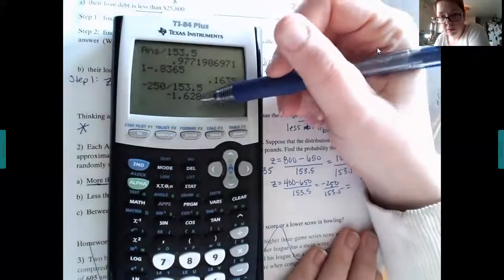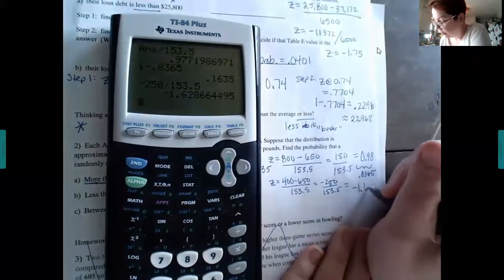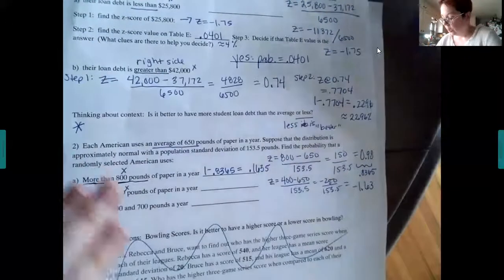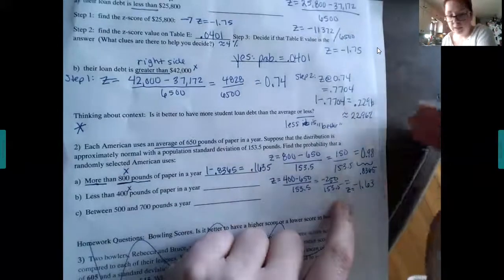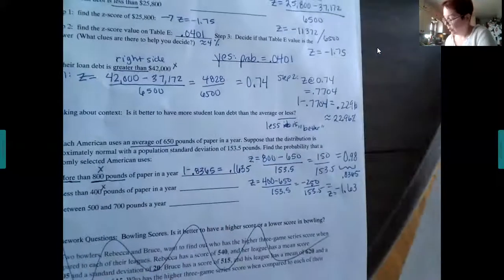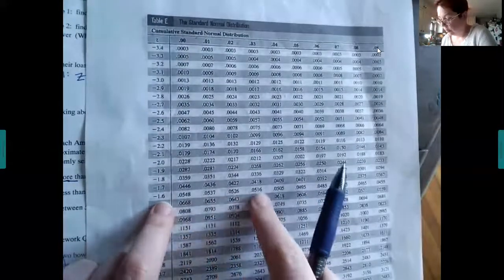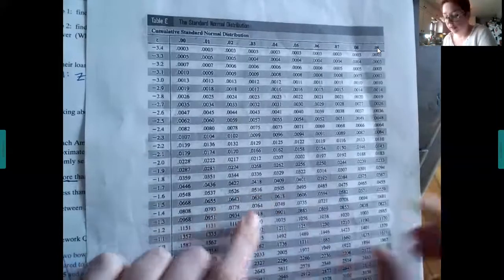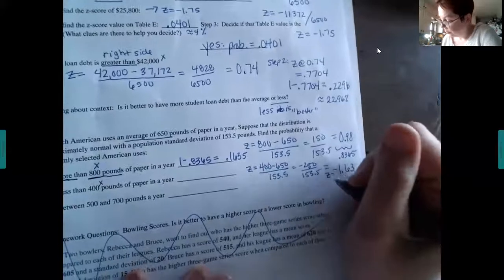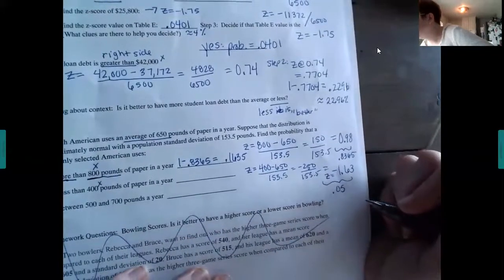And here, this 8 is big enough to change that 2 into a 3. Okay. So we have our z-score value is negative 1.63. And we look that up, negative 1.6. And we get this probability of 0.0516.